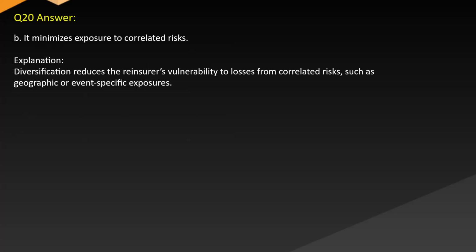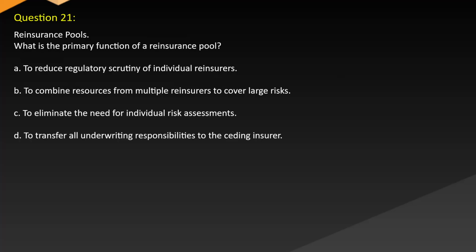Answer: B. It minimizes exposure to correlated risks. Explanation: diversification reduces the reinsurer's vulnerability to losses from correlated risks, such as geographic or event-specific exposures. Question 21. Reinsurance pools. What is the primary function of a reinsurance pool?